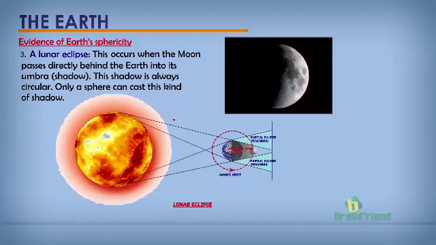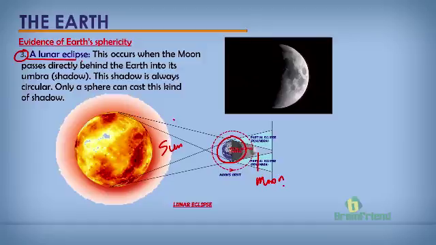Another very good evidence as to the sphericity of the earth is the phenomenon of the lunar eclipse. The lunar eclipse has to do with the eclipse of the moon. A lunar eclipse occurs when the earth comes between the sun and the moon. When this happens, a shadow from the earth is cast on the surface of the moon, depending on the location of the moon, behind the earth.